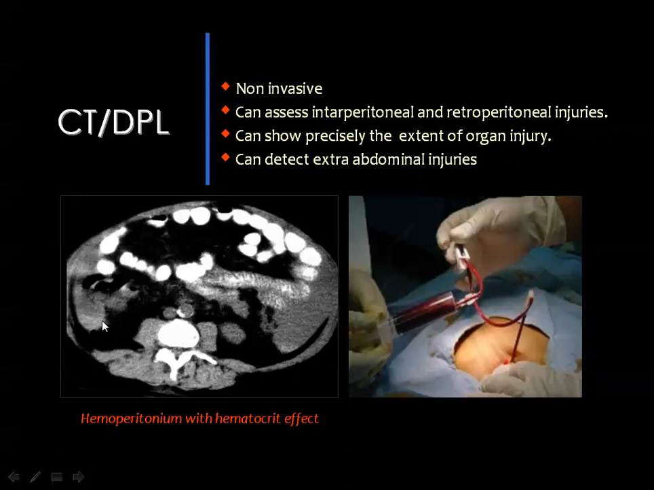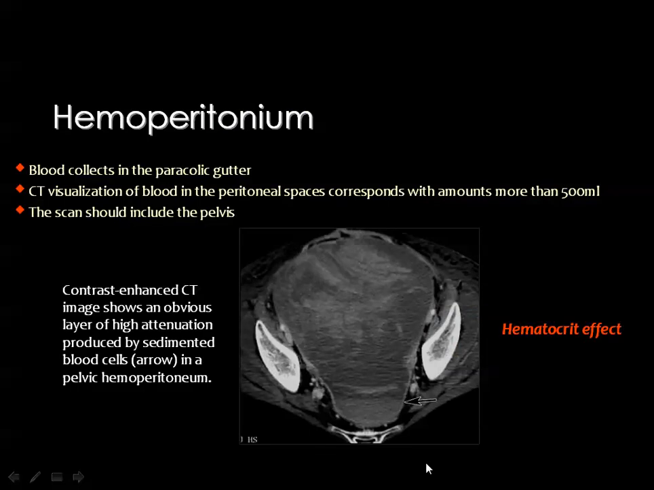And if you look carefully here, you can see what's known as the hematocrit effect, the sedimentation of blood, which is relatively hyperdense, and the presence of fluid above the hyperdense blood in the dependent portion of the peritoneal cavity. And this is what we call the hematocrit effect. There is massive bleeding in the peritoneal cavity, seen in the CT image of the pelvis, and this arrow points to the sedimentation of the blood, forming what's known as the hematocrit effect.